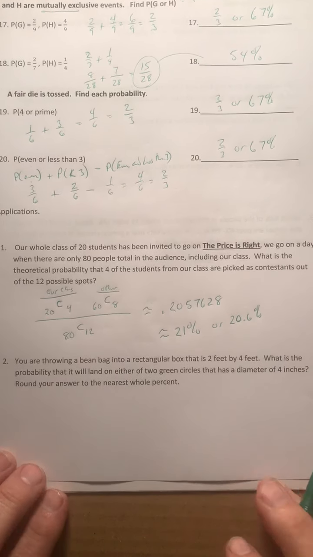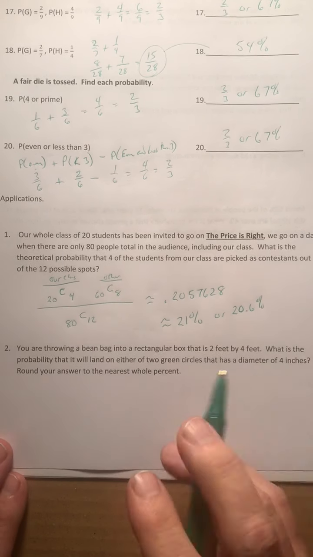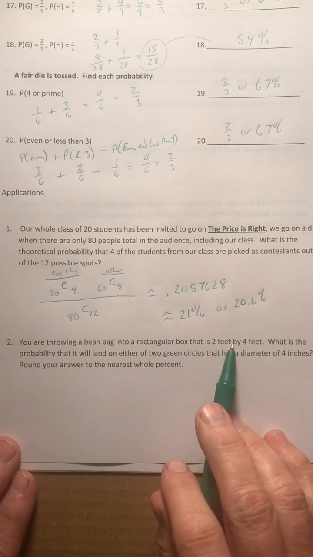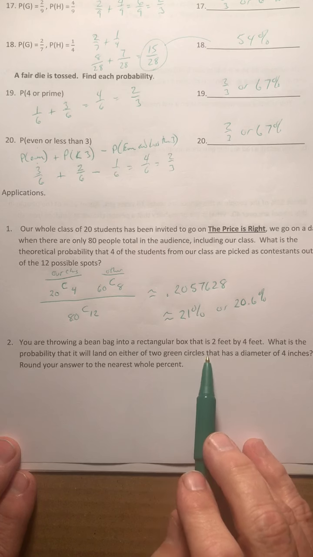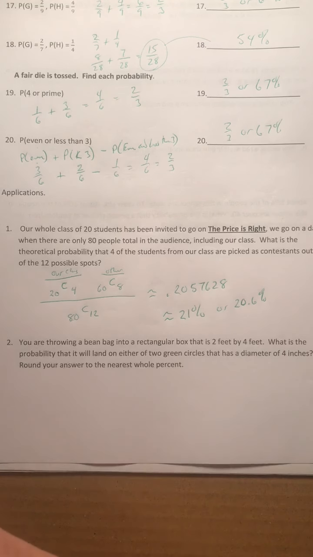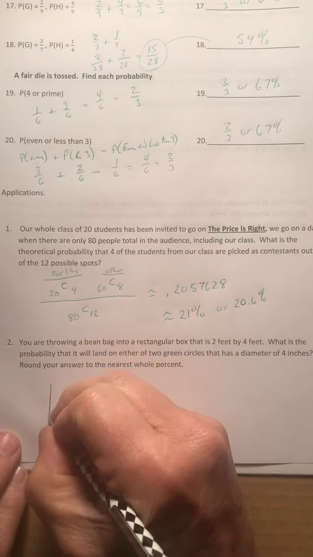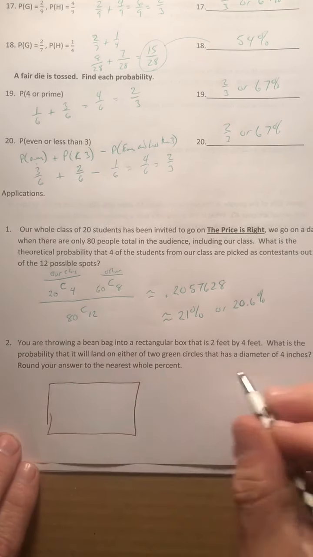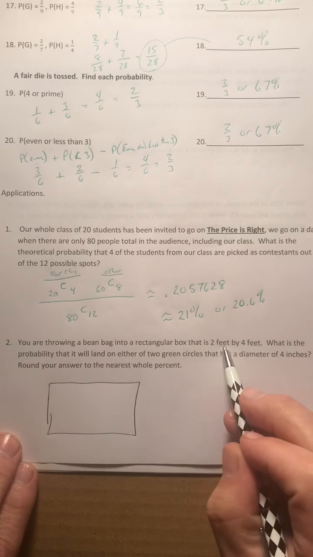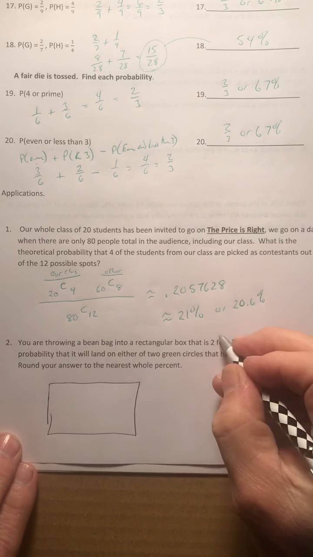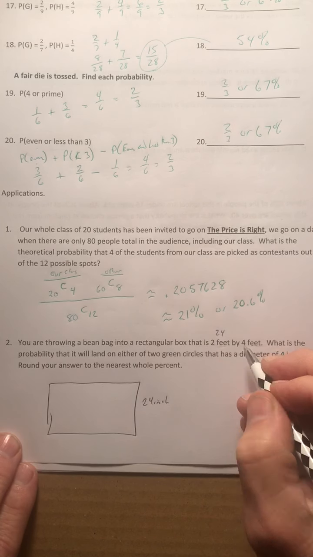All right, and then our geometric probability one. We've got a large rectangle, 2 feet by 4 feet. What's the probability to land in either of 2 green circles that have a diameter of 4 inches? But again, we've got to get our units to be the same. We've got one in feet and one in inches. So I'm going to convert this to inches. That would be 24 inches, and this would be 48 inches.